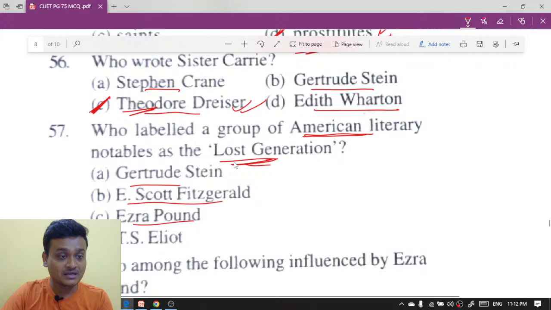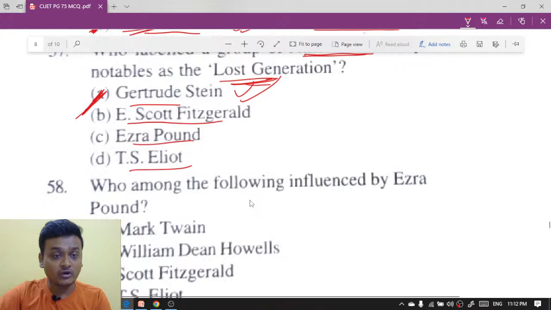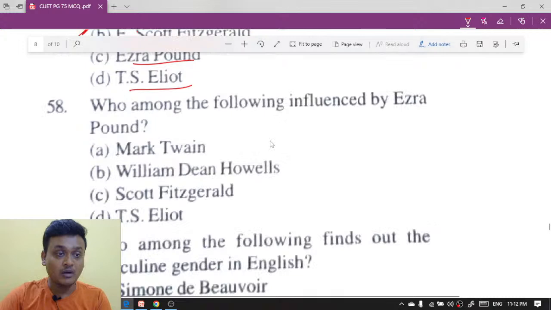Who among the following was influenced by Ezra Pound? Mark Twain, William Dean Howells, F. Scott Fitzgerald, T.S. Eliot. So F. Scott Fitzgerald was influenced by Ezra Pound.